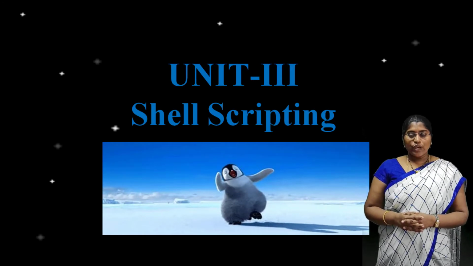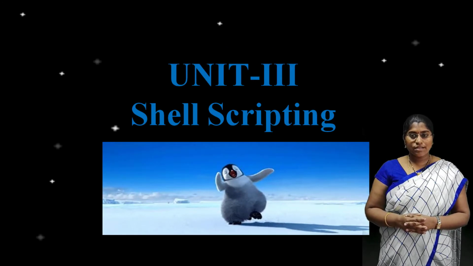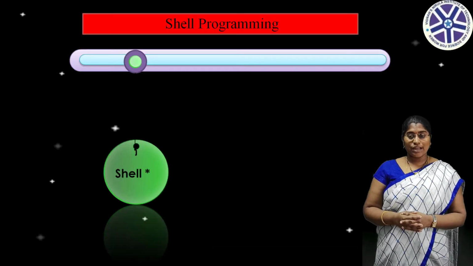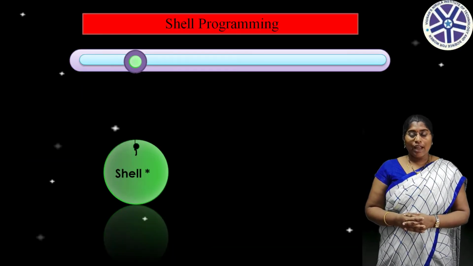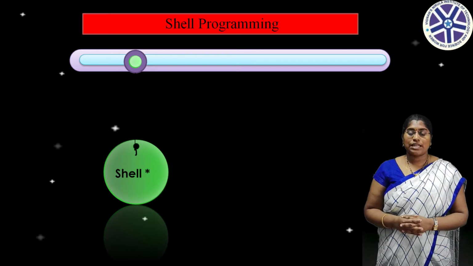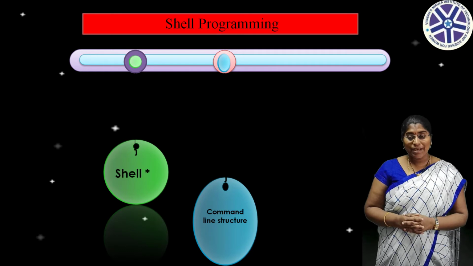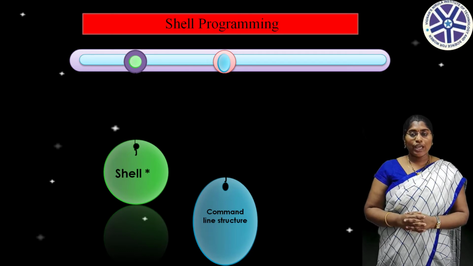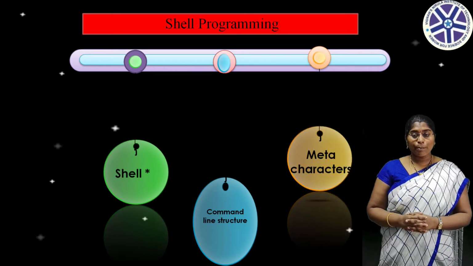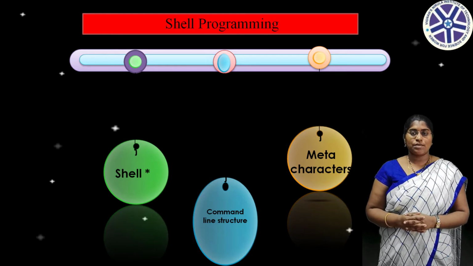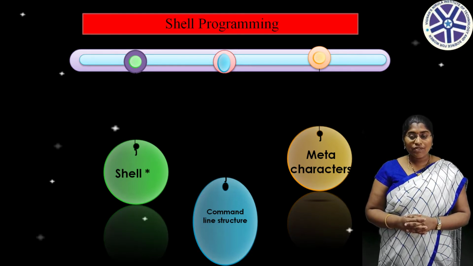Okay, so in the last session, we already discussed what is shell and what is shell programming, what are the features of shell and the features of shell scripting, and the advantages and disadvantages of shell scripting. After that, we discussed command line structure. What is the basic syntax for a command? Next we discussed meta characters. What are the special characters we use in the Unix operating system? These are the topics we discussed in the previous session.